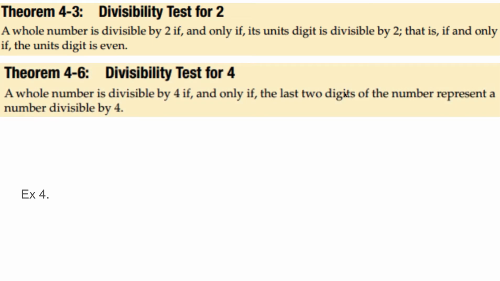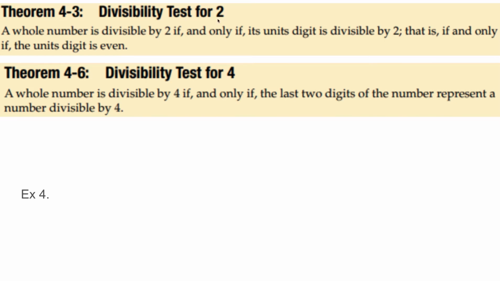How about divisibility by 4? For divisibility by 4, you need to look at 2 digits from the right. Again, for the divisibility test for 2, you are looking at only the ones digit, whether it is even or not, right? For 4, you need to look at the last 2 digits, whether they are divisible by 4 or not. That works because think about 100. If you have 0, 0 there, it is divisible by 4.